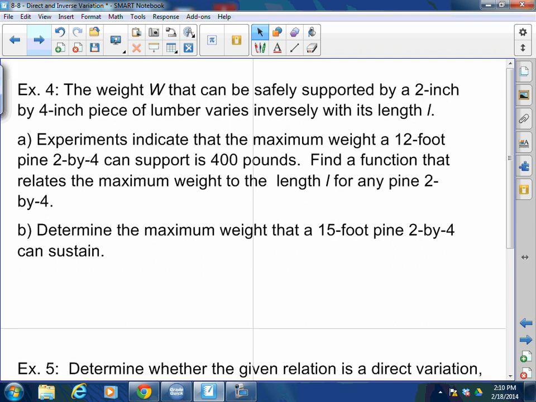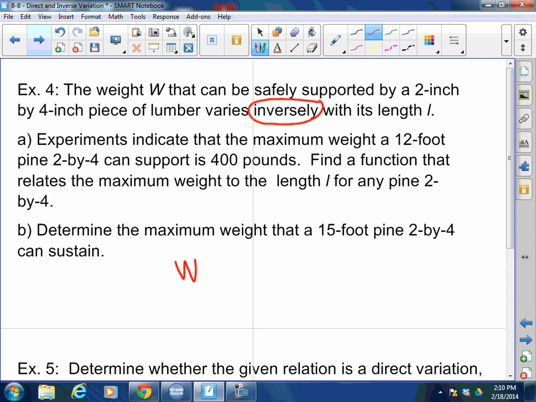The weight W that can be safely supported by a 2-inch piece of lumber varies inversely with its length. So the first thing you are to do always is first set up the equation with no numbers, just variables. And what did they just tell you? W varies, so you know there's a K, inversely with length. So am I going to multiply? Or divide? Guess what? That's half the problem right there.